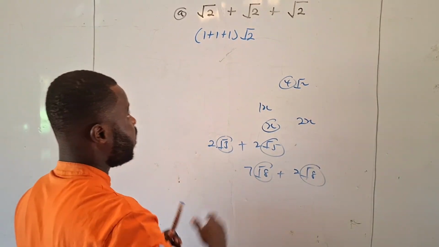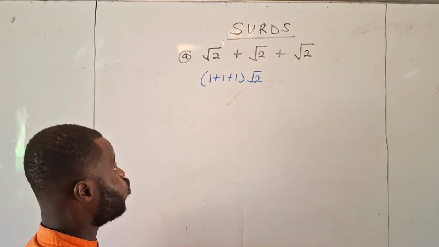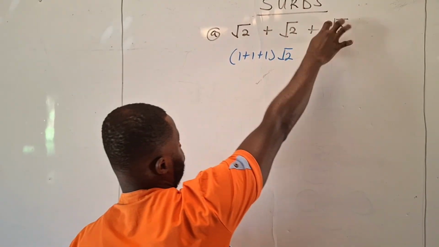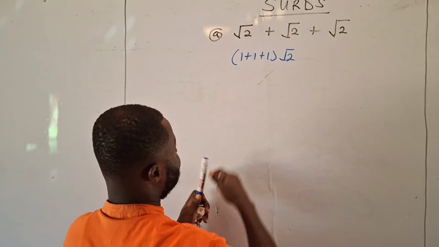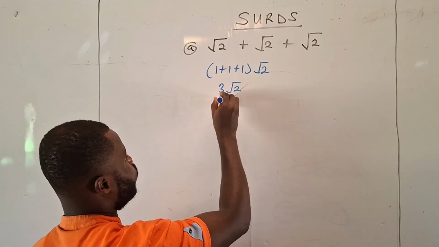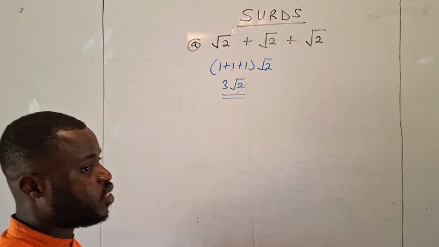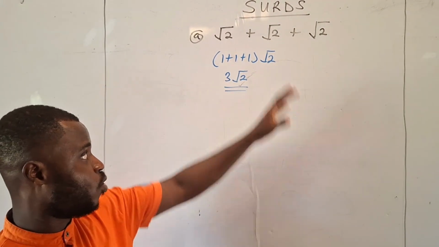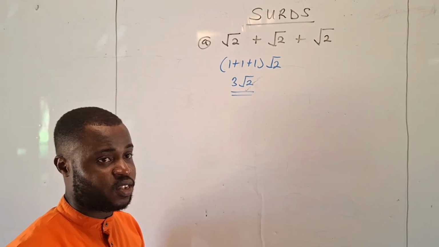So this is how we do it. Because there's no number in front of the root, there are ones there. So 1 plus 1 plus 1. We are adding because they are like roots. So 1 plus 1 plus 1 will give us 3 root 2. As easy as that. So this is how we add simple surds or compound surds. Now let's take the next question.